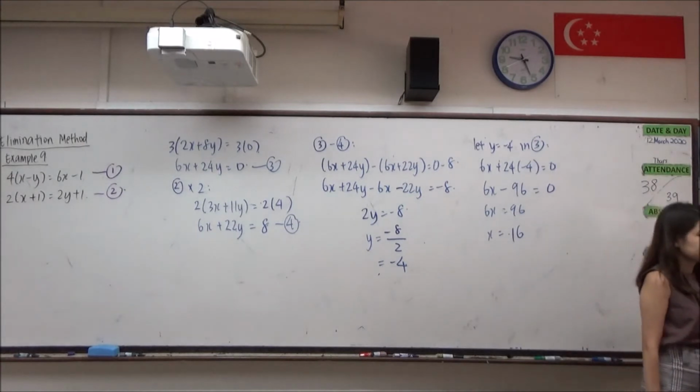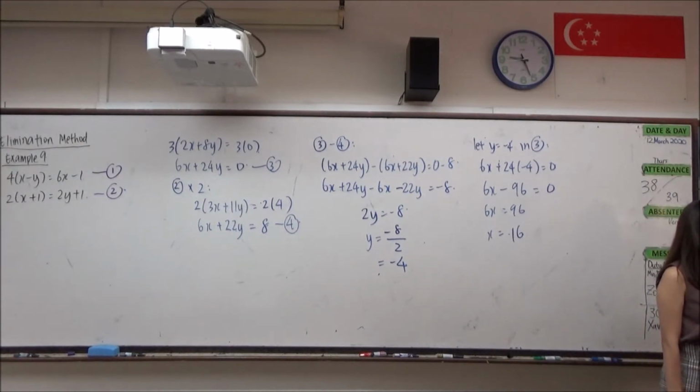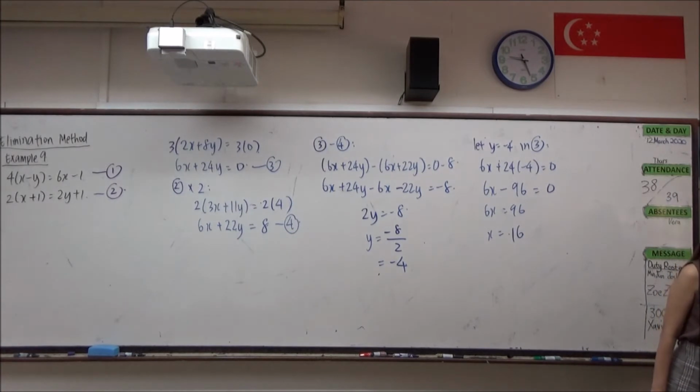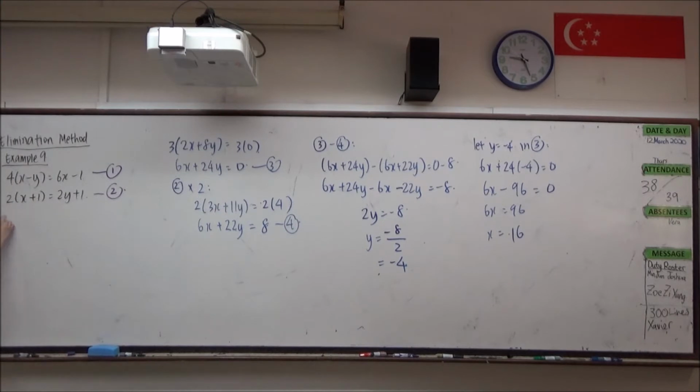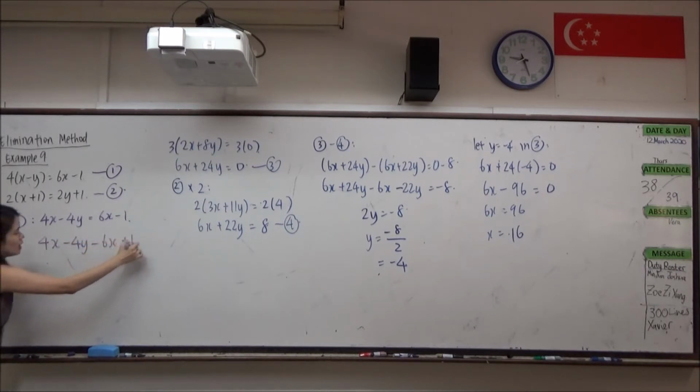Yep. 4x minus 4y. Okay, so you will expand it, alright? So from equation 1, we will get this. Anything else? Okay, so Chelsea says 4x minus 4y minus 6x plus 1 equals to 0. Okay, and then you will get negative 2x minus 4y plus 1 equals to 0.